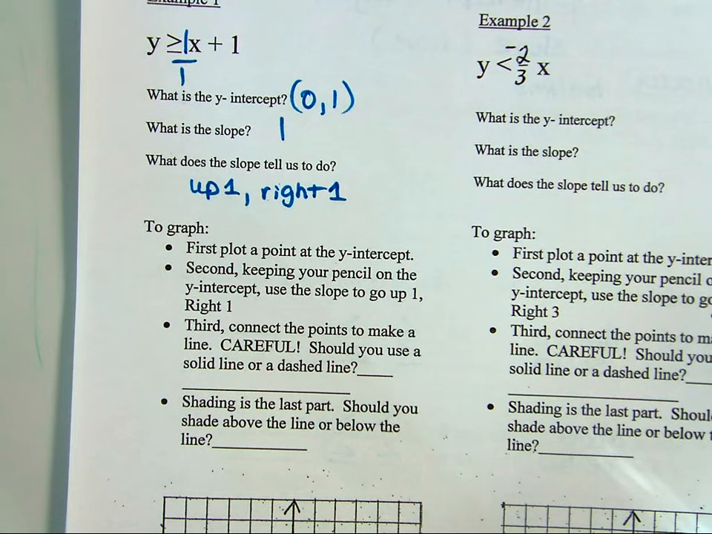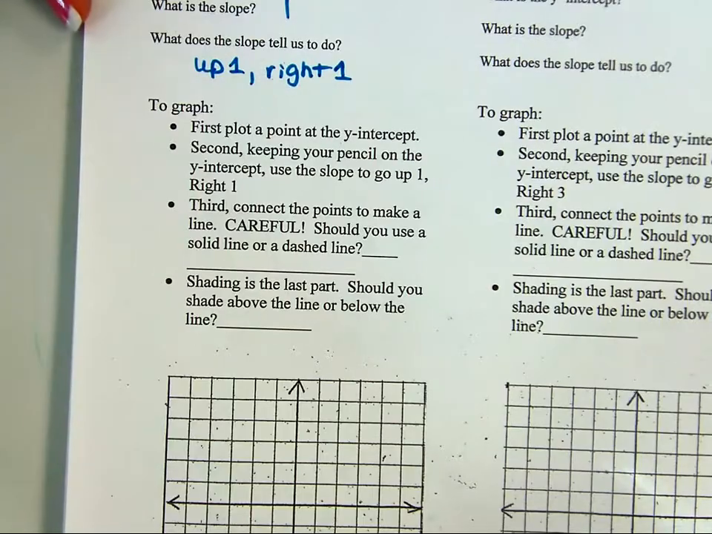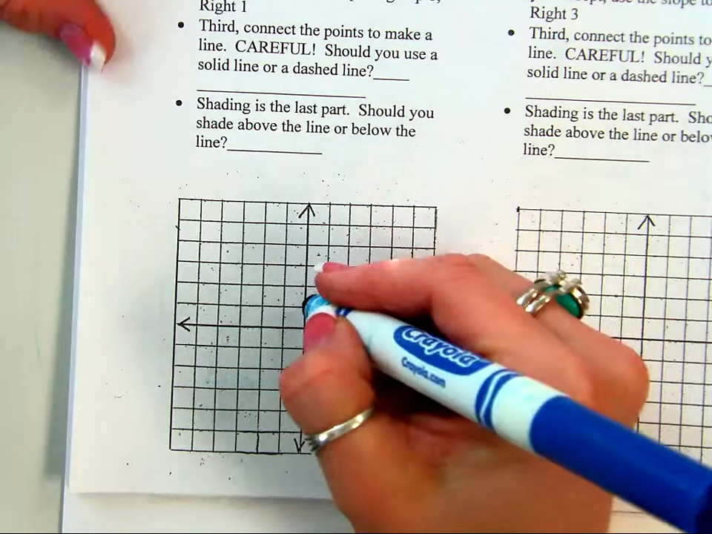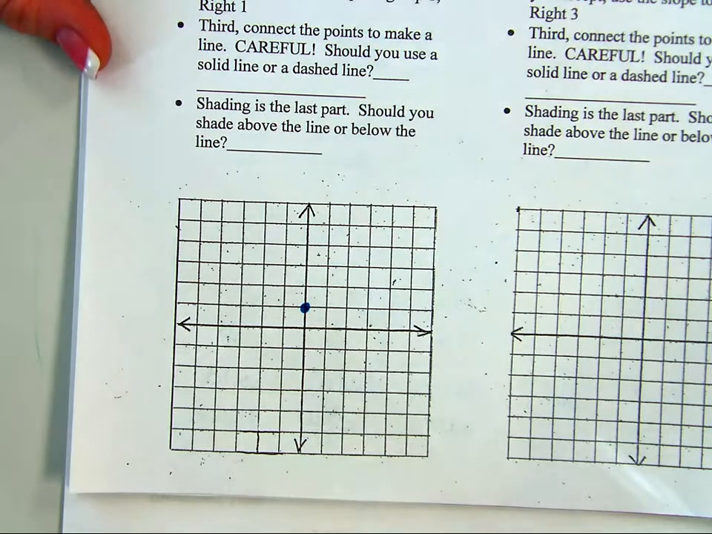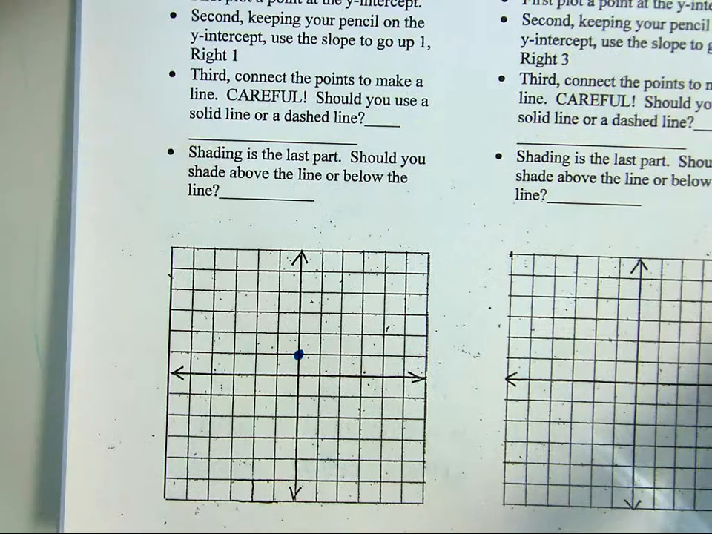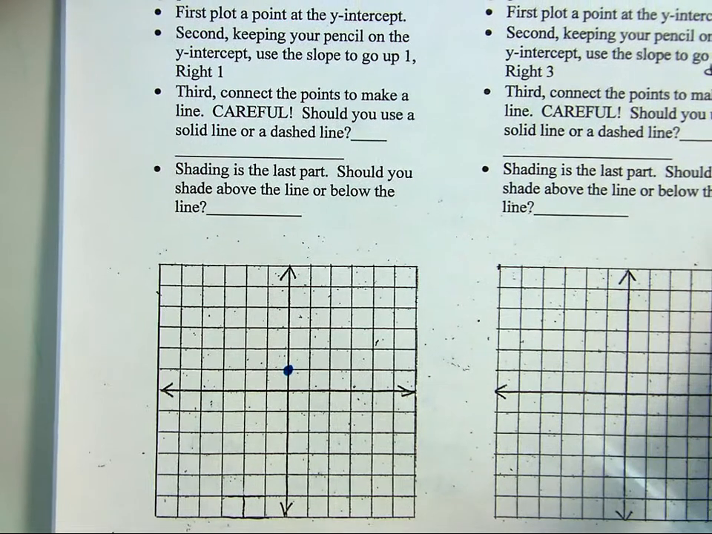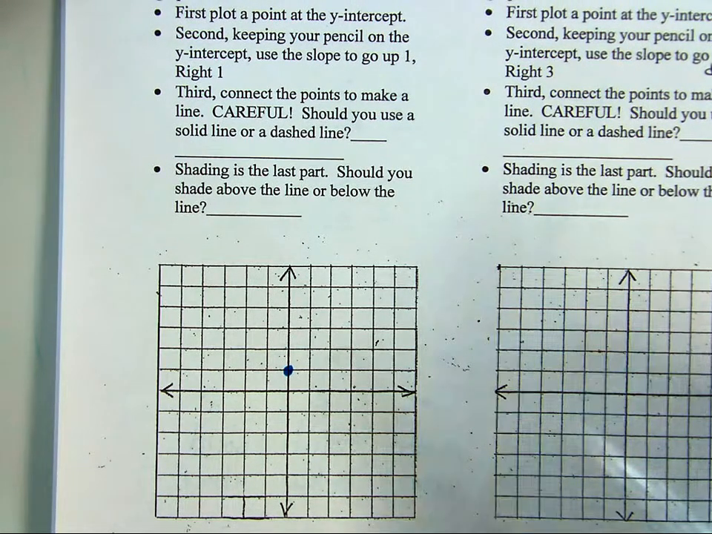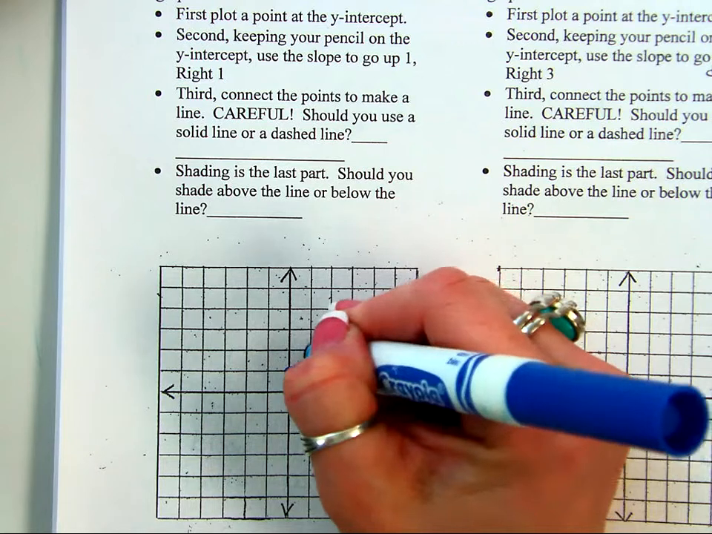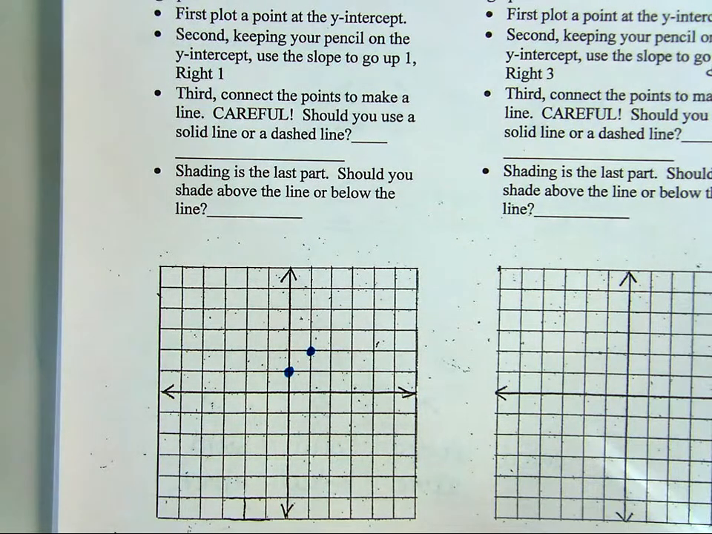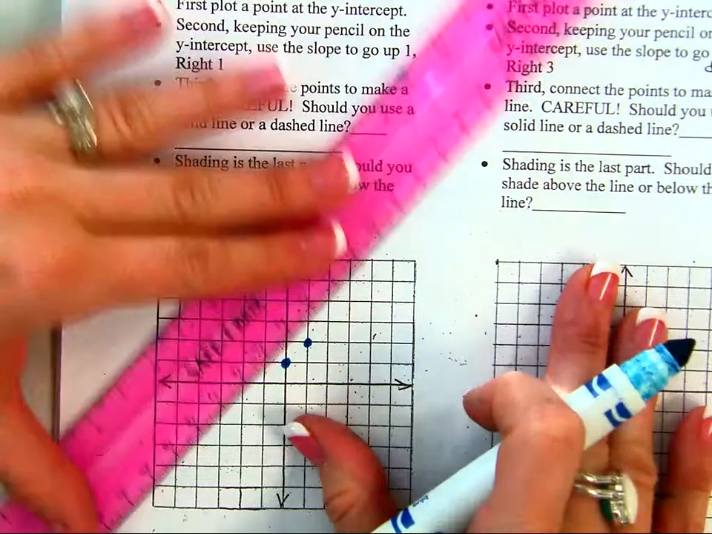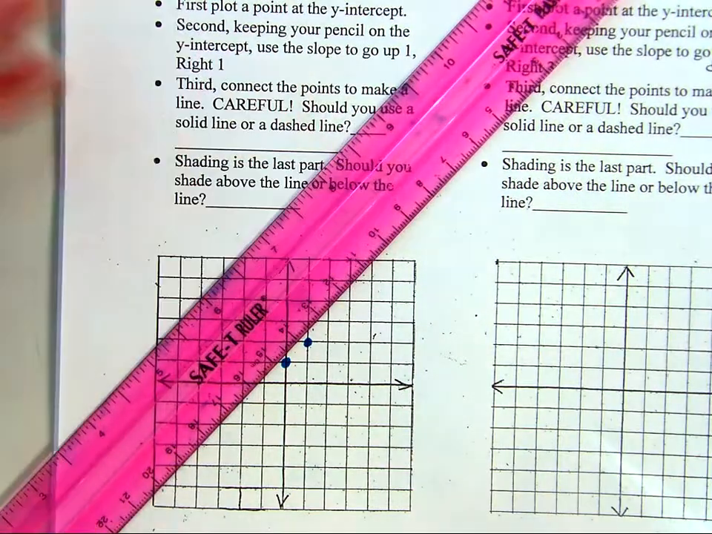First, plot a point at the y-intercept, which is 1. So there we go, step 1 done. Second, keep your pencil on the y-intercept. Use the slope to go up 1 and right 1. Right after you put that second point, that's when you stop. You stop because you're used to taking a ruler and going whoosh. And if you're lucky, it'll be one where it requires that.